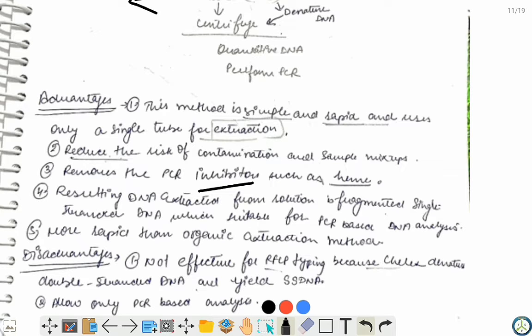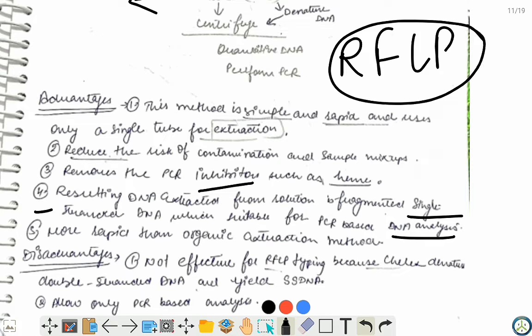And fourth, the resulting DNA extracted from the solution is fragmented and single stranded, which is stable for PCR based analysis only. Like in the Chelex bead method, which DNA will we get? We will get single stranded DNA, and in this we can use only the PCR method, because for the RFLP technique we need double stranded DNA. So we can't use this method for the RFLP technique.